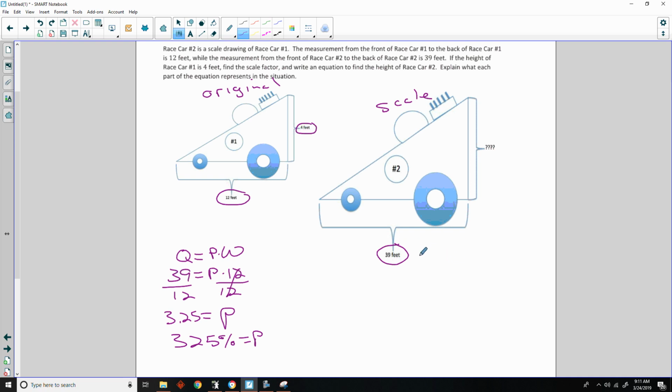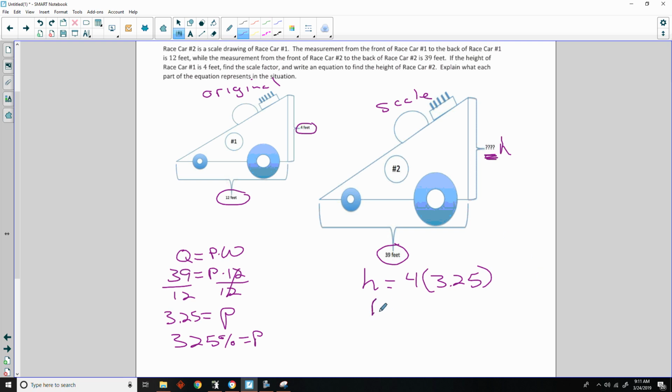Okay. So now we have to come up with an equation to find this value right here, the height of the scale. So instead of using the word height, let's use h for the scale of the height. We're trying to find h. This is h. So h equals 4 times our scale, which is 3.25. So there's our equation.